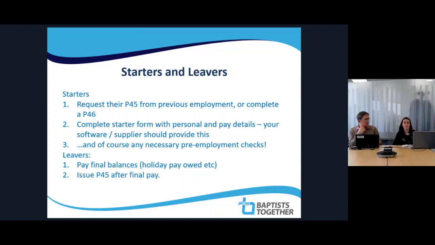Once you have paid them their final amount, you need to issue them a P45. That is produced within your software, and they can then take that to their next employer, like you would do with starters. In the RTI submission that you send to HMRC, you just need to mark them as a leaver and the date that they've left, and that will notify HMRC that they have left your employment, and they won't show up on the system in the months going forward.